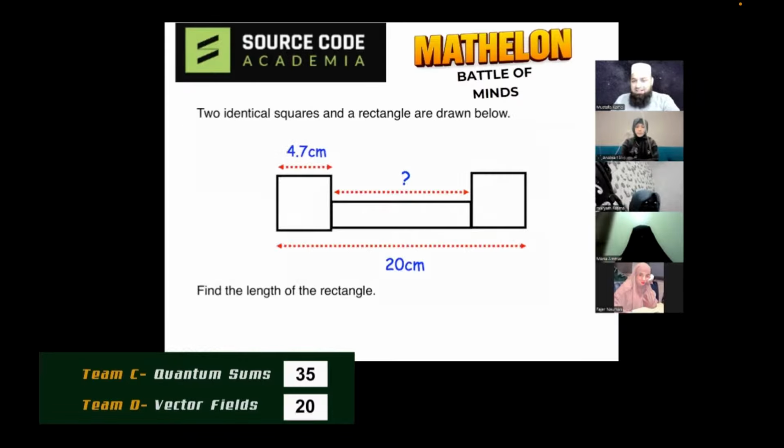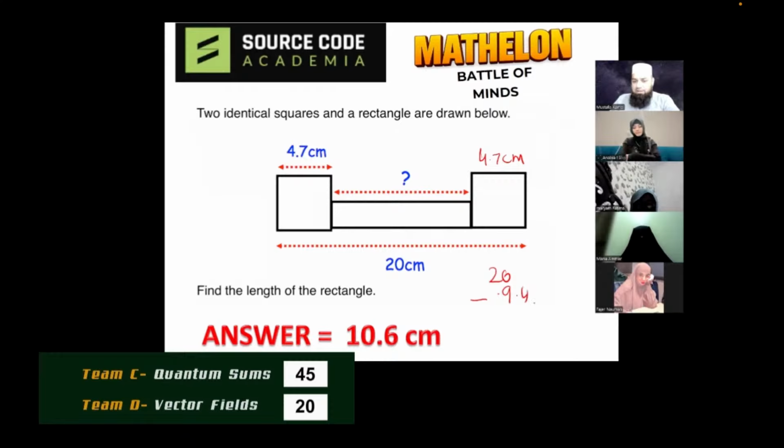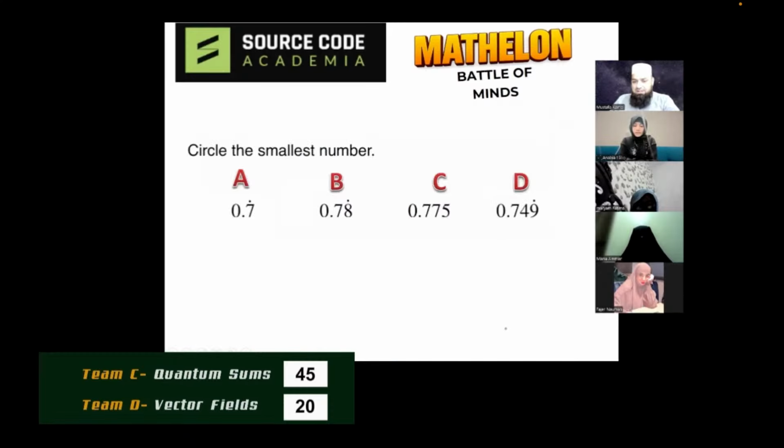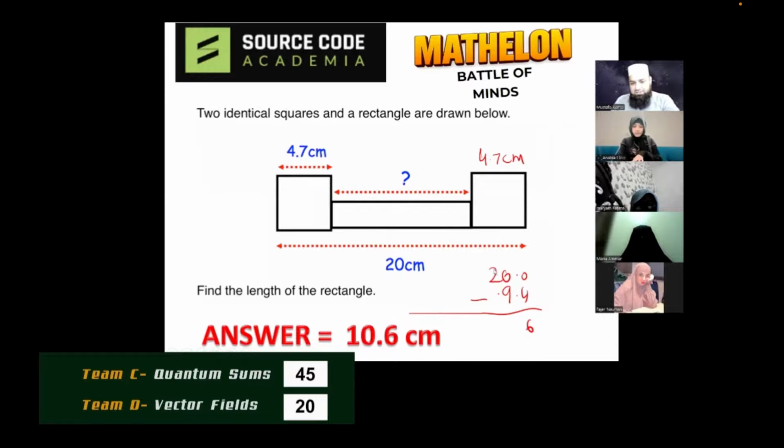Two identical squares and a rectangle are drawn below. You can see that on screen. Team C, Mariam Fatima. 10.6 centimeters. The length of the smaller rectangle, according to Mariam Fatima, is 10.6 centimeters, and that is the correct answer. Well done, Mariam. Because the two sides are 4.7 centimeters each, we need to subtract 9.4 from 20. So it's 20 minus 9.4, and that would be equal to 10.6. 10.6 is the correct answer.